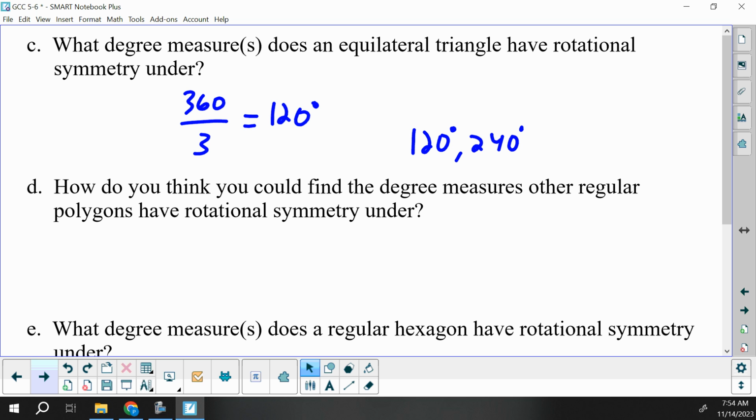So in general, if you've got a regular polygon, which means all the sides and interior angles are congruent, how can you find that degree measure for the rotational symmetry? Well, we're just doing 360 divided by the number of sides. That'll give us that smallest degree of rotational symmetry, and then just keep adding that on. And then once we get to 360, we don't include that one, and that's when we know to stop.